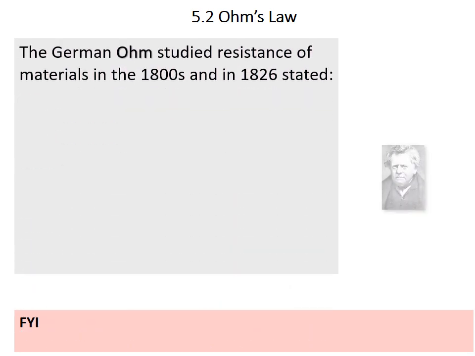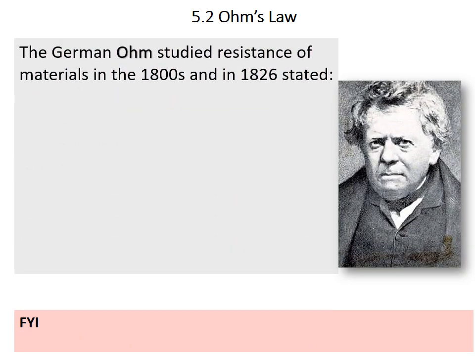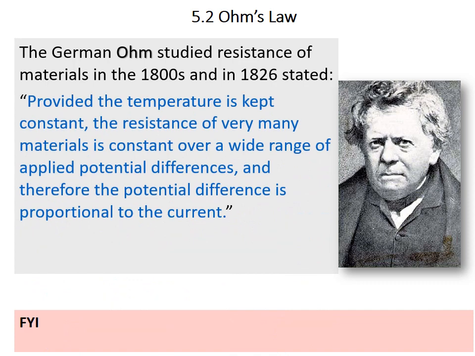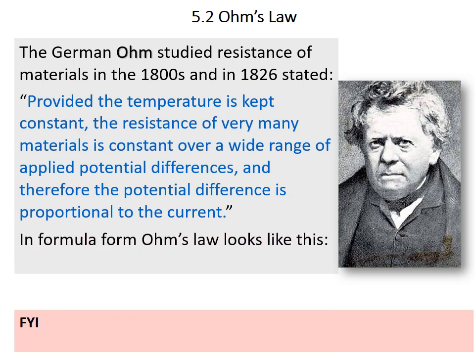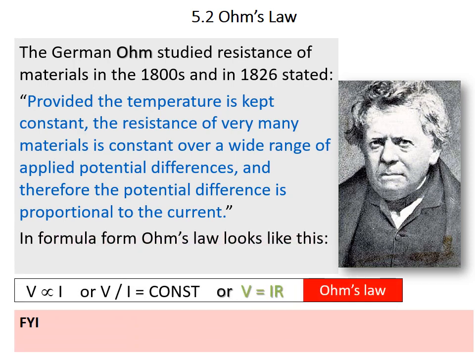This German guy, Ohm, studied resistance of materials from the 1800s to 1826, and he stated, provided the temperature is kept constant, the resistance of very many materials is constant over a wide range of applied potential differences, and therefore the potential difference is proportional to the current. This is known as Ohm's law, and it has this equation, V is equal to I times R.